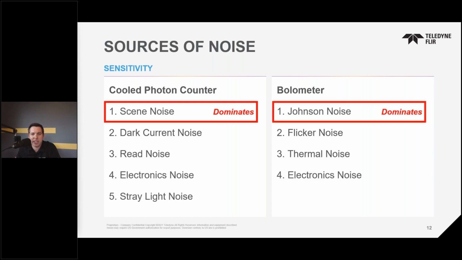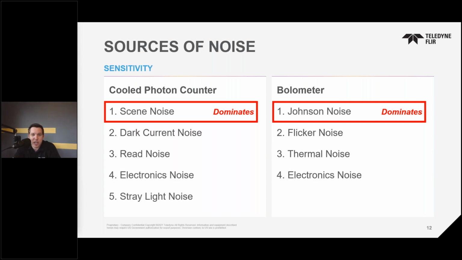Now, scene noise is the square root of the mean of photoelectrons generated by radiation from the scene. What does that mean? Why is it important? Well, for starters, it's always there. In practice, if looking at a uniform scene, the noise can become quite a large contributor to the overall image and signal.